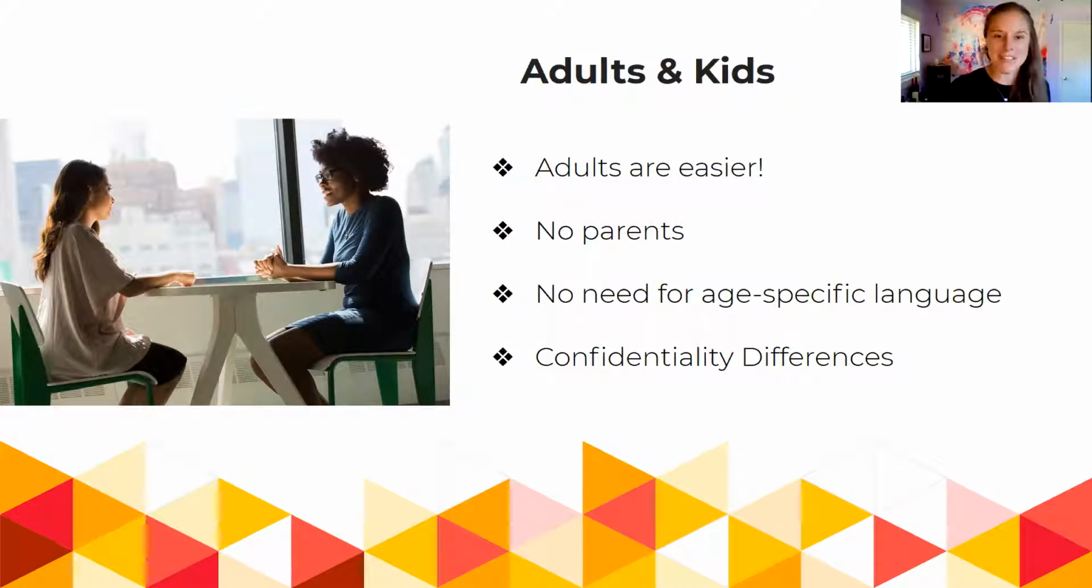Some points of encouragement: adults are sometimes actually easier to deal with in RJ than kids. There aren't any parents. You don't need age-specific language to explain things to kids or for facilitators to navigate. One important difference that I just want to note real quick is that the Children's Code offers broad confidentiality protections for juveniles participating in restorative justice, and the same is not true for adults. And so that's why we've talked so much about confidentiality throughout this.